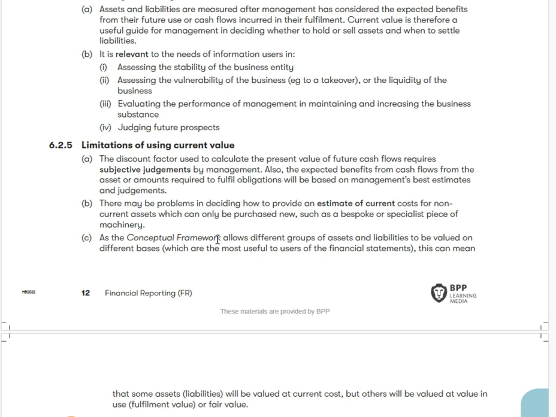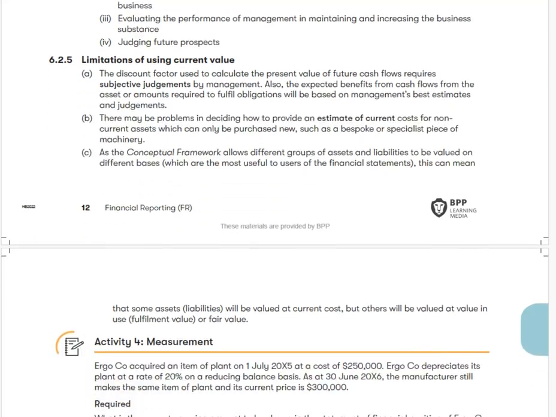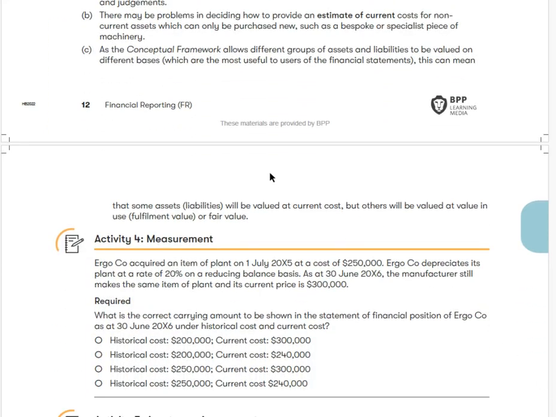As the conceptual framework allows different groups of assets and liabilities to be valued on different bases, which are the most useful to users of the financial statements. That means the conceptual framework is flexible about using these values, so it is easy and more useful for the users to select the value and make decisions based on the financial statements. This can mean that some assets or liabilities will be valued at current cost, but others will be valued at value in use or fair value.